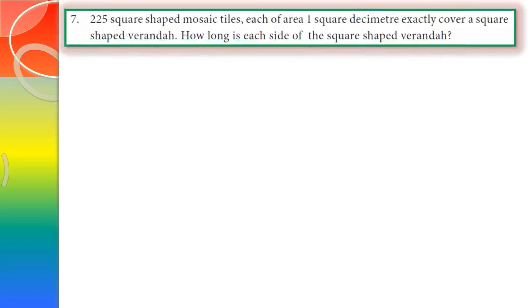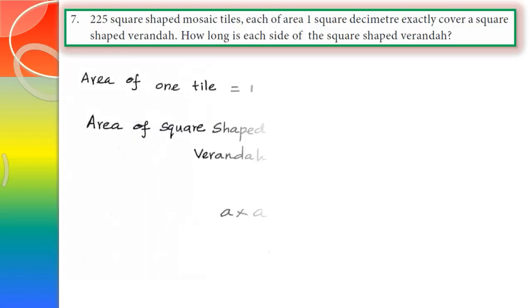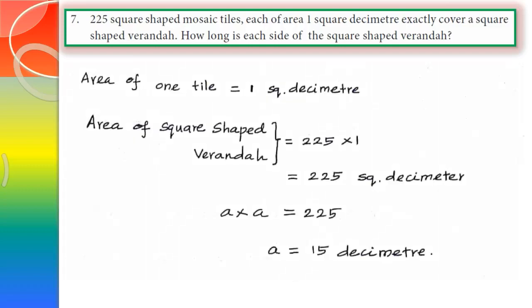225 square shaped mosaic tiles, each of area 1 square decimeter, exactly cover a square shaped veranda. How long is each side of the square shaped veranda? Listen, the area of one tile is 1 decimeter square. The area of the square shaped veranda equals 225 into 1, 225 decimeter square.